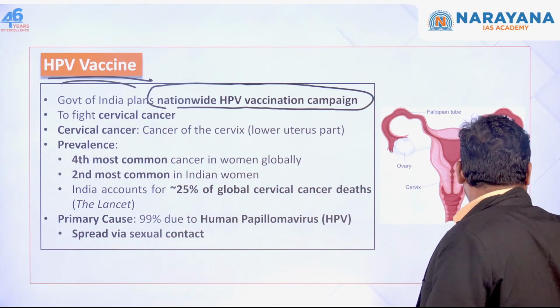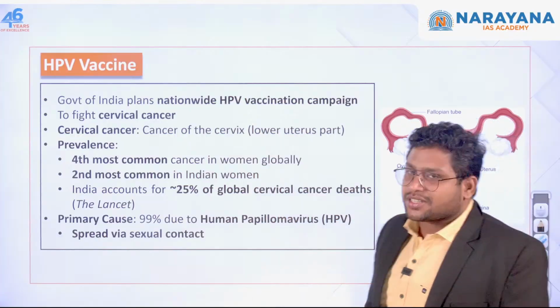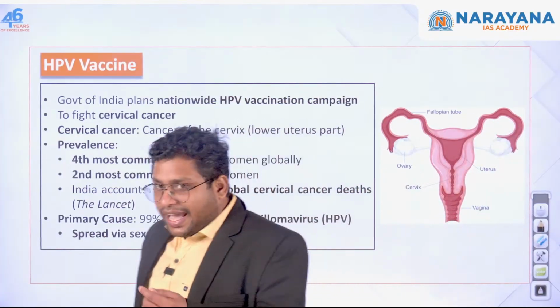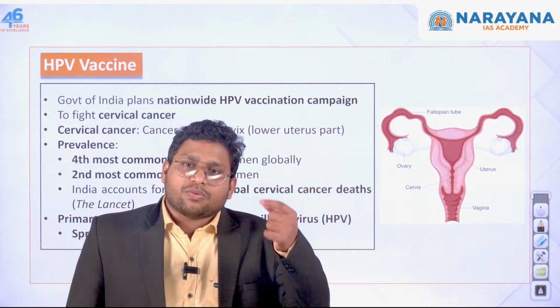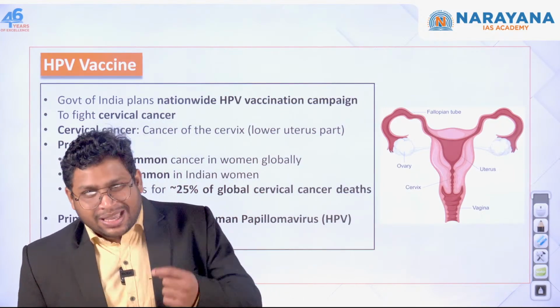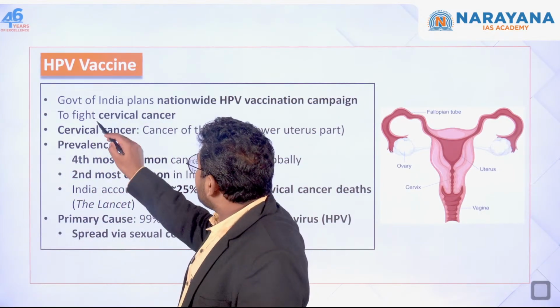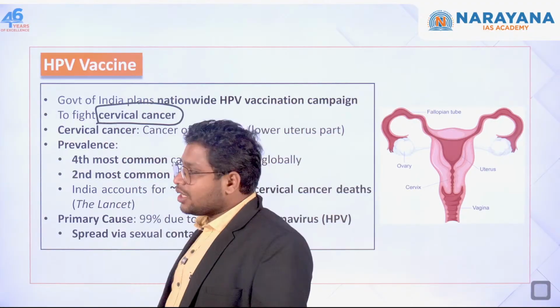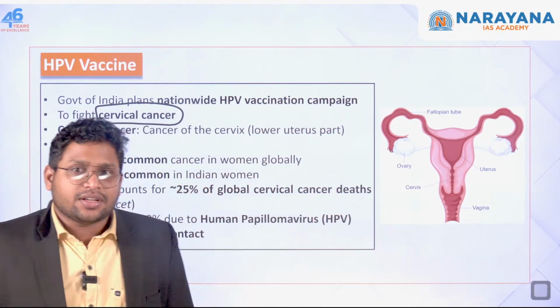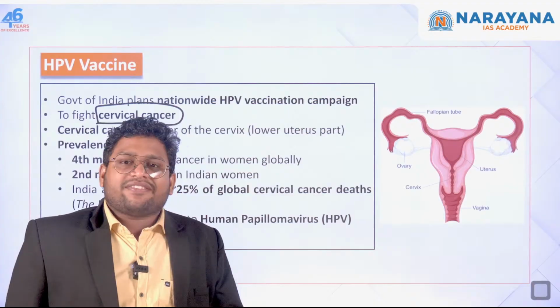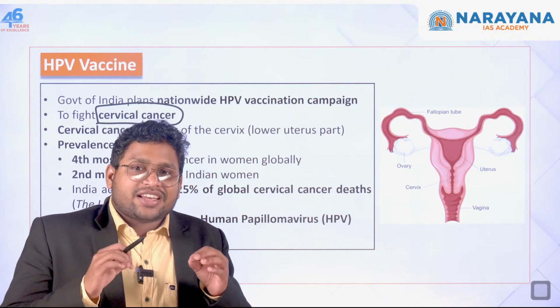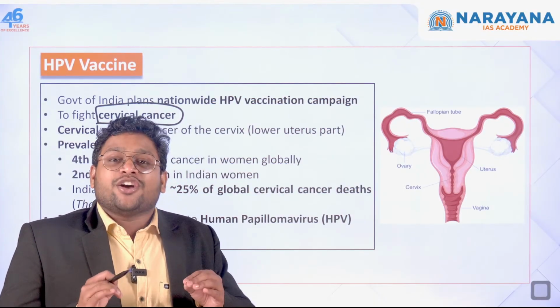Now, what is this vaccine? Why are we giving it to a person? Now, this vaccine helps a person to prevent one type of cancer. The name of that cancer type is cervical cancer. Now, what is cervical cancer? So, this cervical cancer is possible in women.